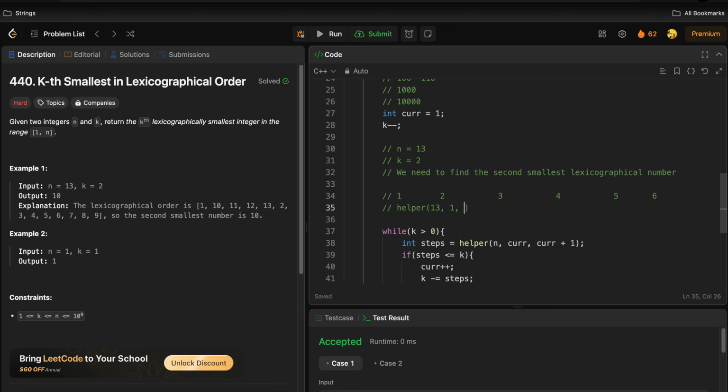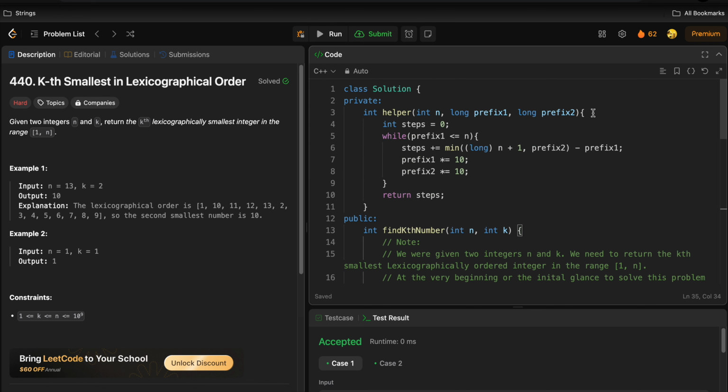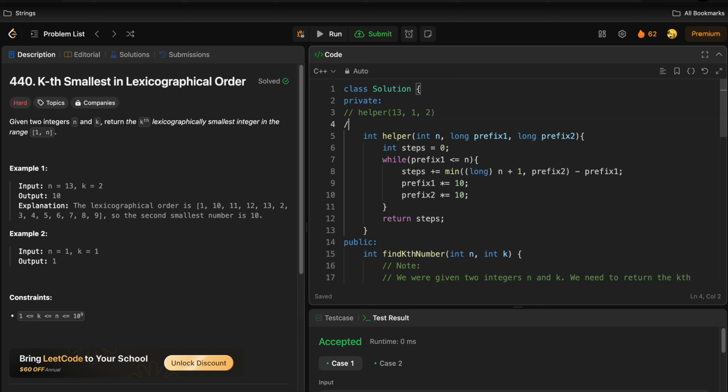What is the cur plus 1 value? It would be 2. And I'll just store the state over here. My k also would be 1, right? So helper of 13, 1, 2. So what would be the helper of 13, 1, 2? I'll just write it above this solution. Helper of 13, my current prefix 1 being 1 and prefix 2 being 2. So I'll just check if my prefix 1 is less than or equal to n. So 1 is less than or equal to 13. So if 1 is less than or equal to 13, then what would be the steps initially? Steps would be the minimum of n plus 1 and prefix 2, minus prefix 1.